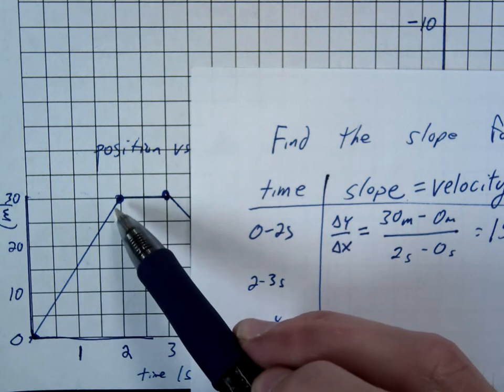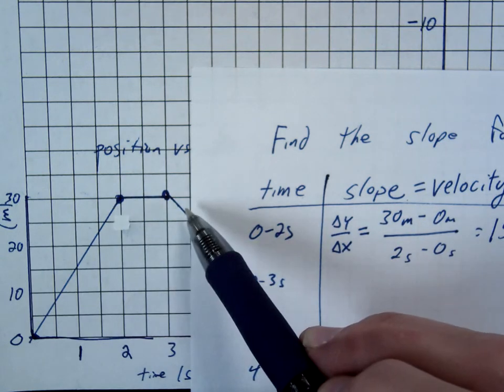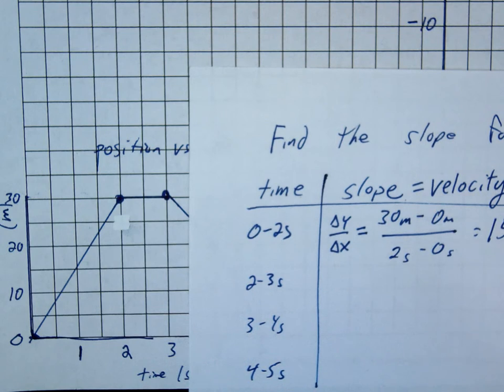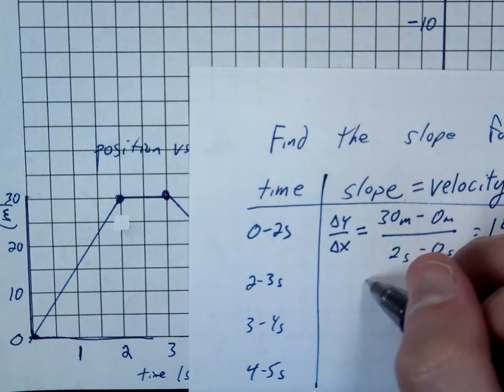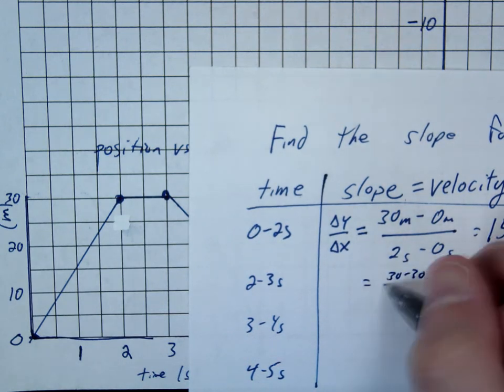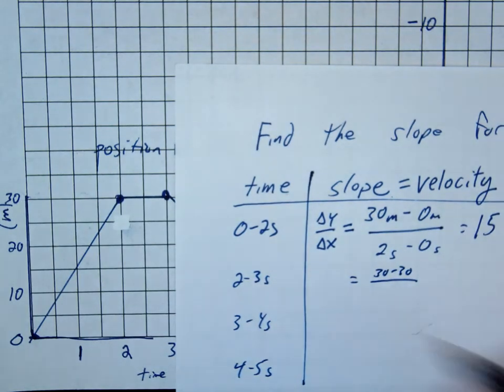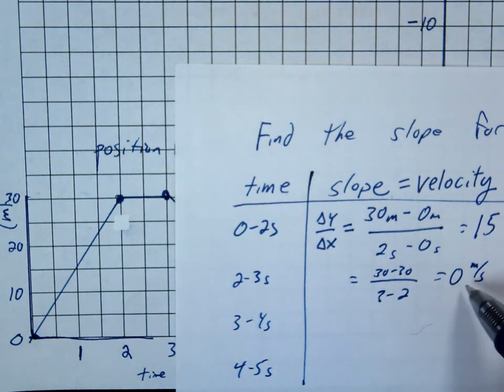Notice at 2 we're at 30, and at 3 we're at 30. So when we do our slope, what do we get? 0. 30 minus 30 over 3 minus 2 gives us 0 meters per second. So what's happening there? There's no movement at all. What have we done? Stopped. So at that point in time we have stopped, at 0 meters per second.